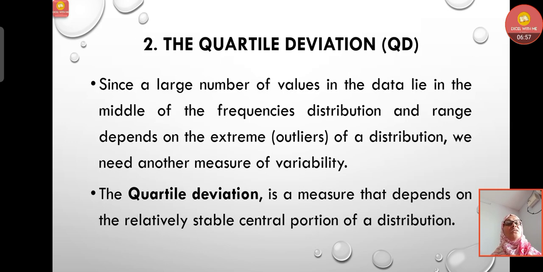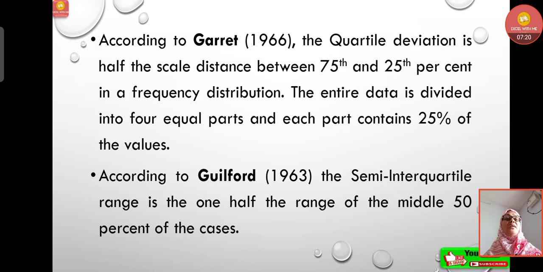Now, the second one is the quartile deviation. Since a large number of values in the data lie in the middle of the frequency distribution, a range depends on the extreme outliers of a distribution. We need another measure of variability, that is the quartile deviation. It is a measure that depends on the relatively stable central portion of a distribution.